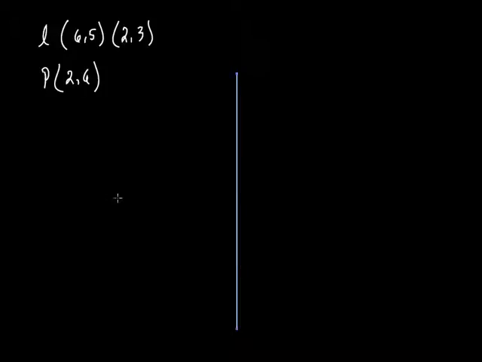Okay, so line L contains these 2 points, (6, 5) and (2, 3). And point P has a coordinate of (2, 6). All right, so let's figure out what's going on here. We're trying to find the distance between that point P and that line L. So we're going to do a little rough sketch of this.